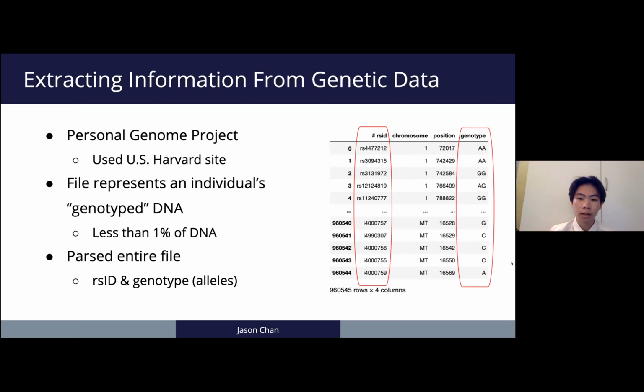So we parsed the entire file, taking close care to look at the RSID number and the genotype. The RSID was just the unique identifier that showed what type of SNP this was, and the genotype showed the variation of that exact SNP.